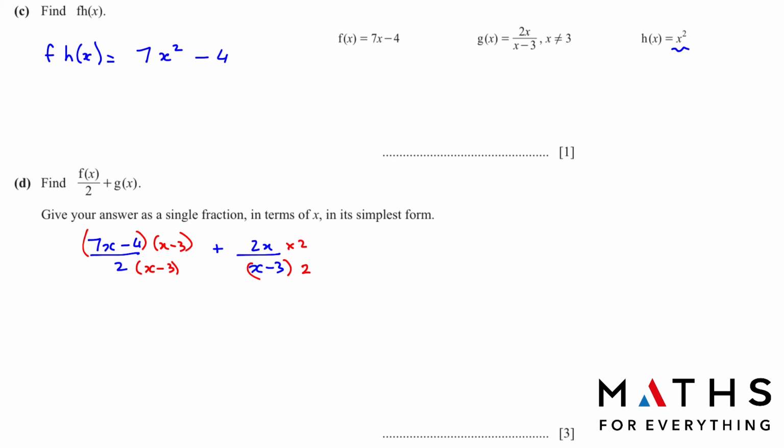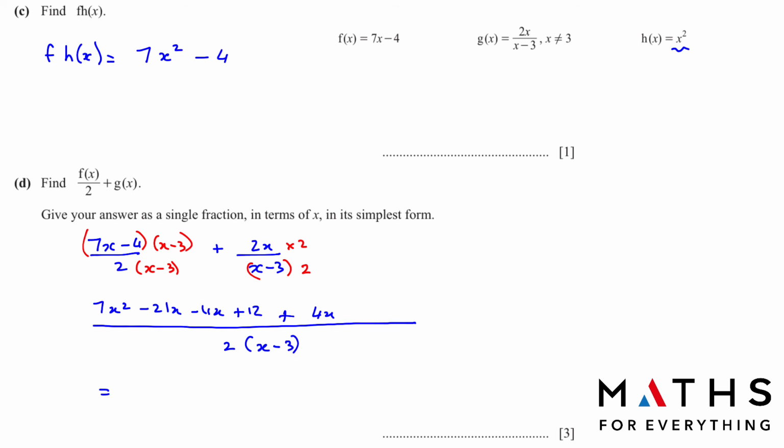You have to expand the bracket now. 7x times x will give you 7x squared. And 7x multiplied by negative 3, negative 21x. Negative 4 multiplied by x is negative 4x. And negative 4 multiplied by negative 3, positive 12. Plus 2x multiplied by 2 is 4x. And in the denominator, we have 2x minus 3. Don't expand the denominator.